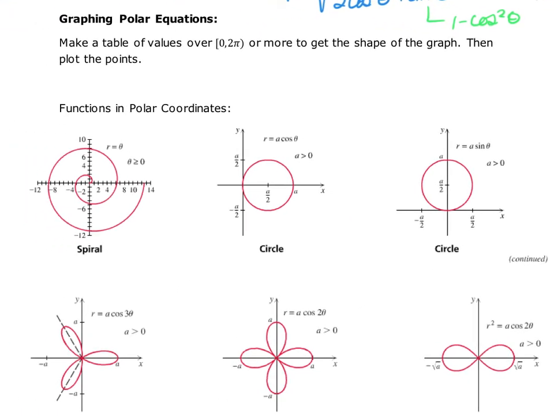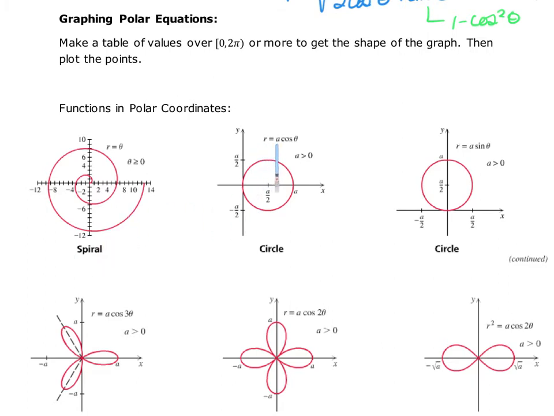When we are looking at graphing polar equations, there are some polar equations where, if you look at the structure, you're going to know what the equation looks like. The other way of doing it is making a table of values between 0 and 2 pi and seeing what happens. There are some, though, that always end up having the same shape. So r is equal to theta is a spiral.